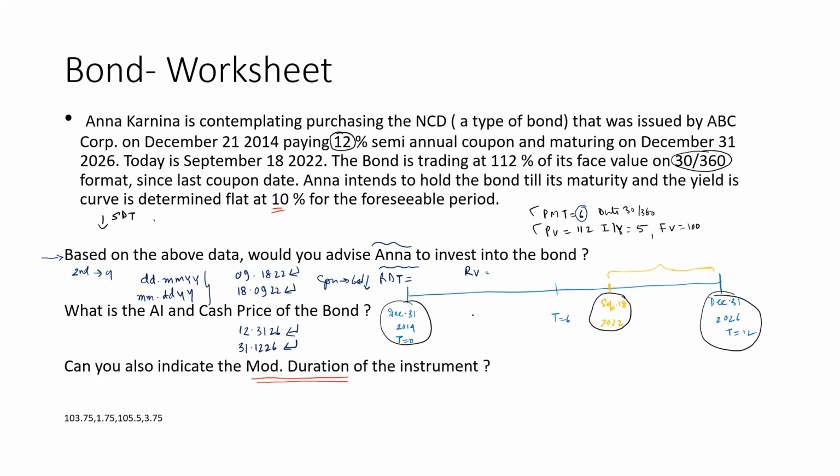YLD. In YLD, I want you to input 5 and enter. Yes, sir. Press the down key. PRI. Now press CPT. How much are you getting? 103.80. Ishtiaq? Yes, sir, same value.